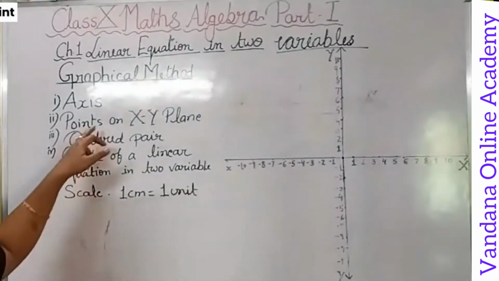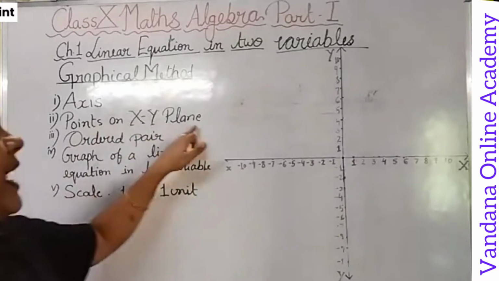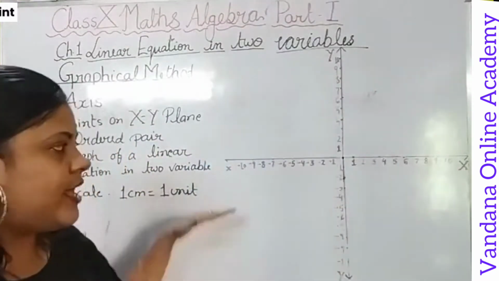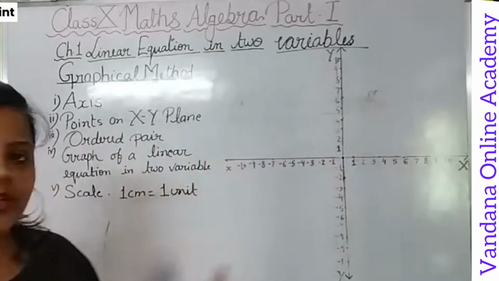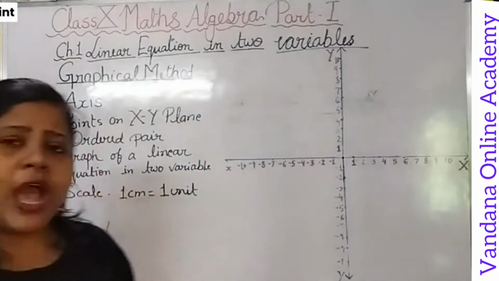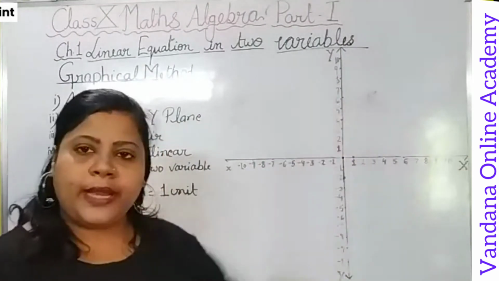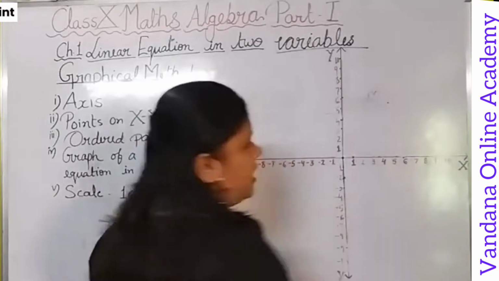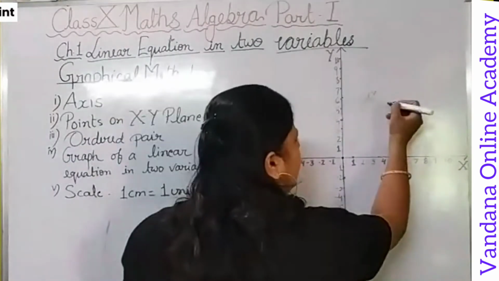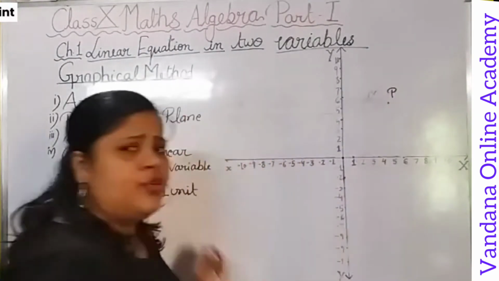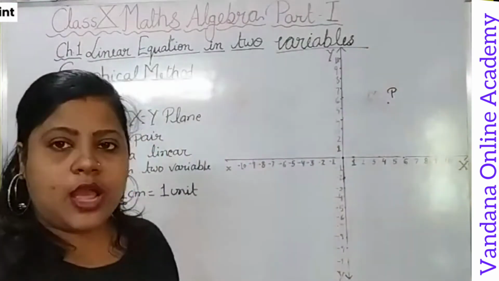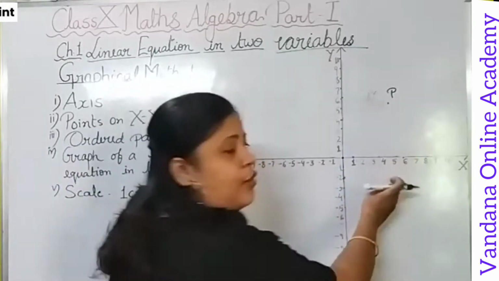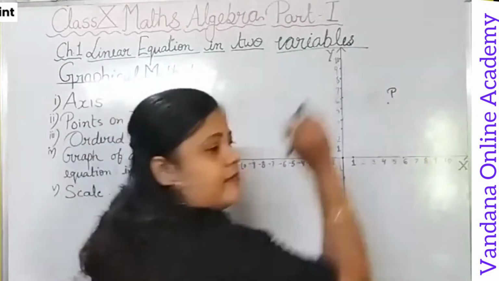Understood? Now second thing is we need to understand points on xy plane. Now what is xy plane? This is your xy plane where you have x-axis and y-axis. Okay. So suppose if you have any point in this xy plane, so we can take one point here. Suppose I'm taking this point. Okay. So this is any point P. Now, if you need to tell the position of this point, how we are going to tell that?